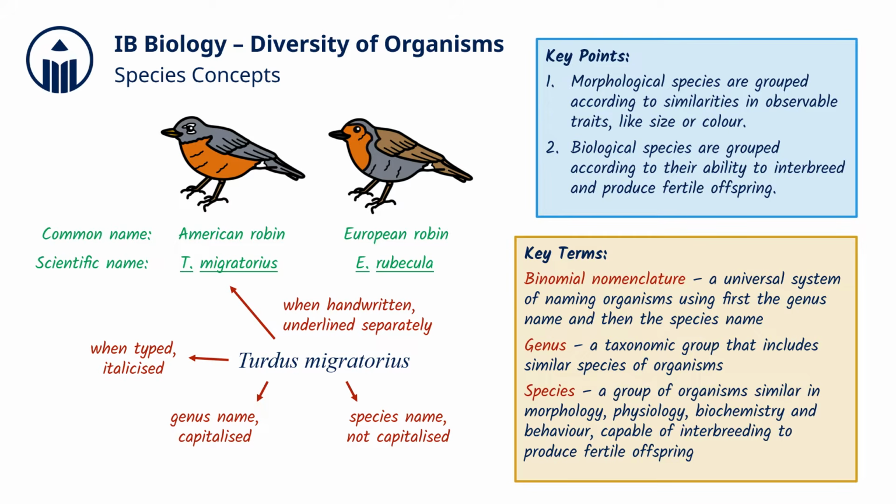Two other rules are that when typing, the scientific name is italicized. However, when written by hand, the genus and species are underlined separately. This highlights issues with the biological species concept. Organisms can be different species according to the morphological species, but sometimes produce fertile offspring called hybrids. For instance, tigers and lions can interbreed to produce ligers.